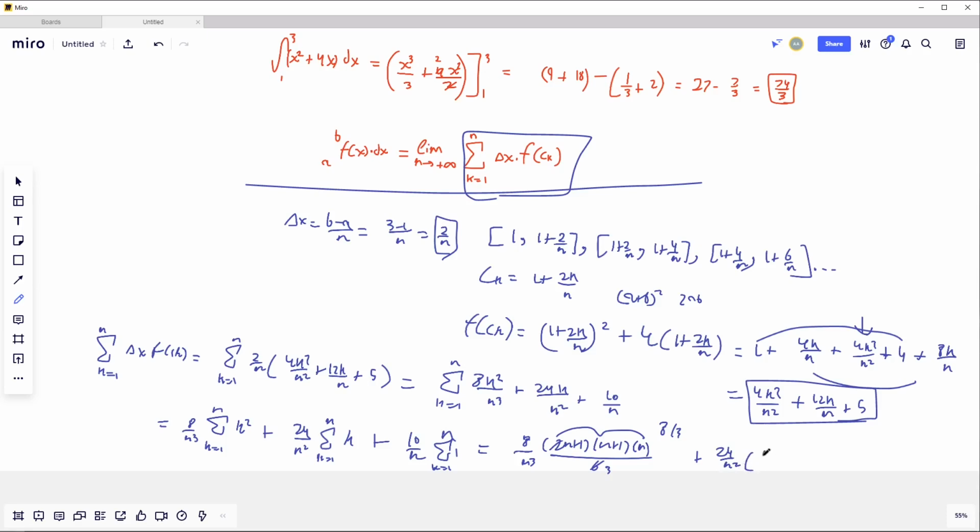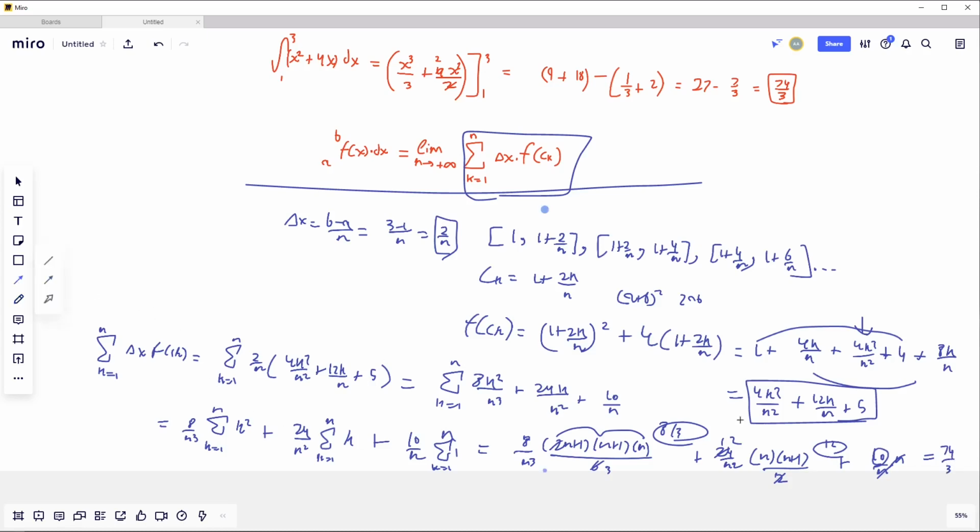times k. It gives you n times n plus 1 over 2. This cancels that, 12, and then you get n squared, and the coefficient is 12. 12 over 1, you get 12. The answer for this one is 12, plus 10 over n, then you get here n, immediately cancels. You get 10, 12, 8 over 3. Add them up, you get 74 over 3.